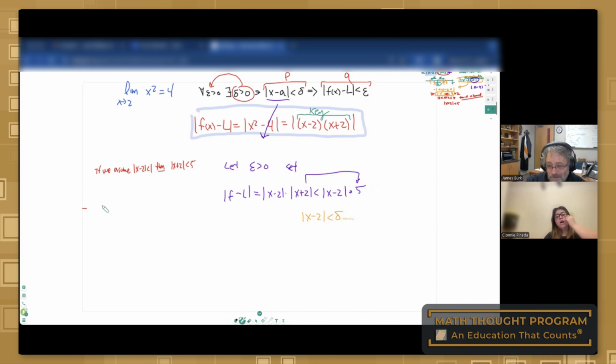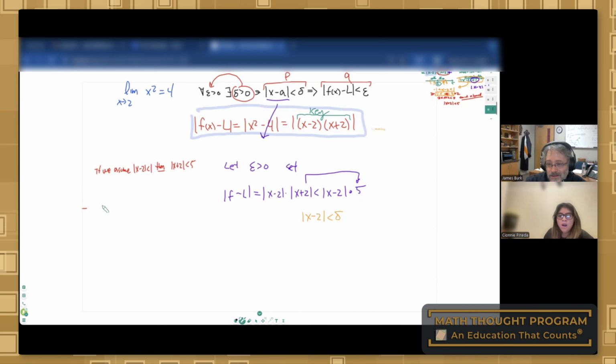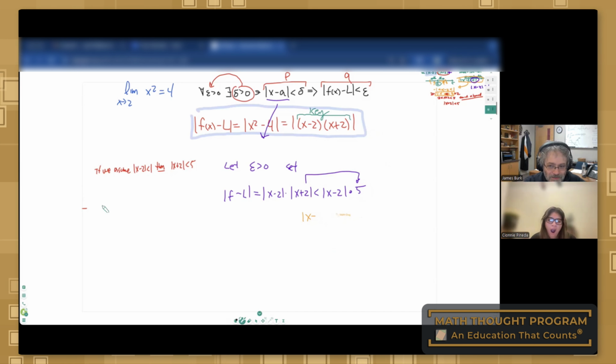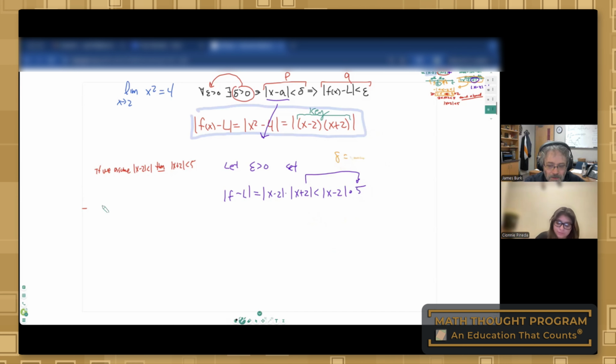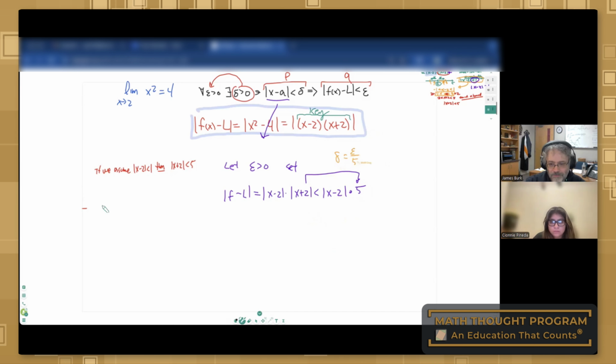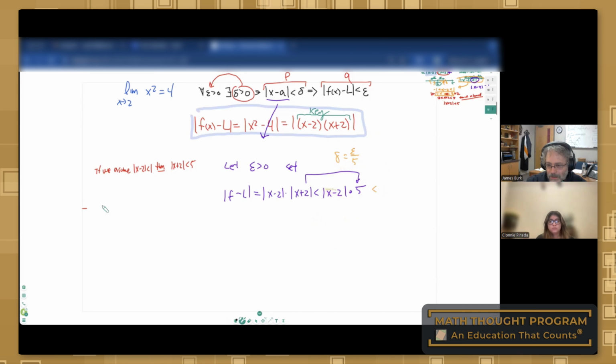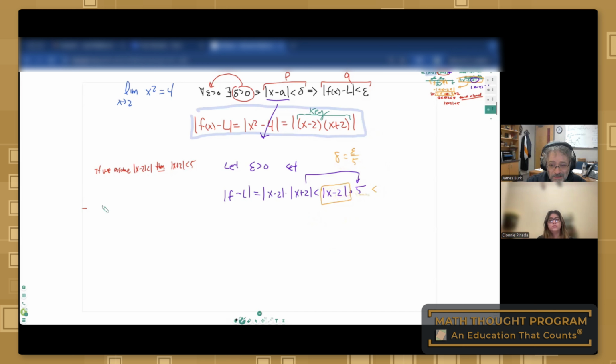That's my goal. So what if I make delta equal to epsilon over 5. If I do that, and I look at what's happening here within this region, we get epsilon over 5 times 5, and you get your epsilon.